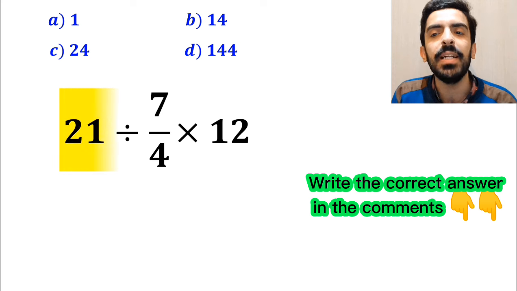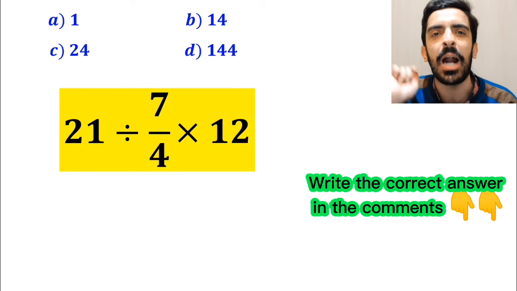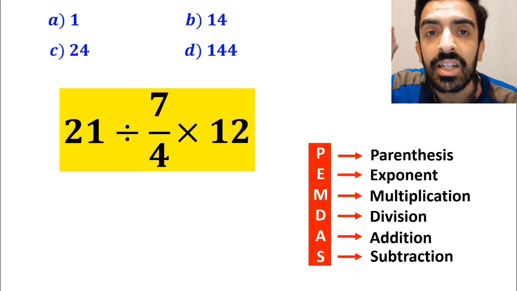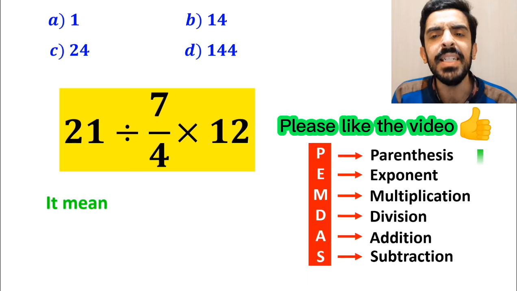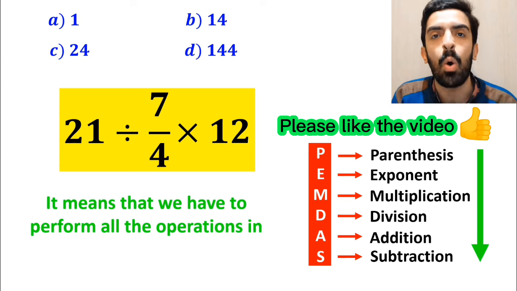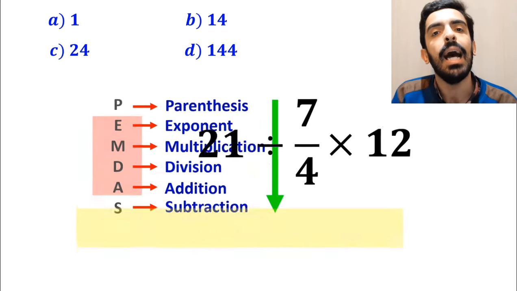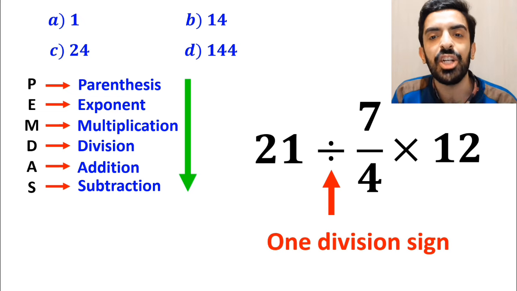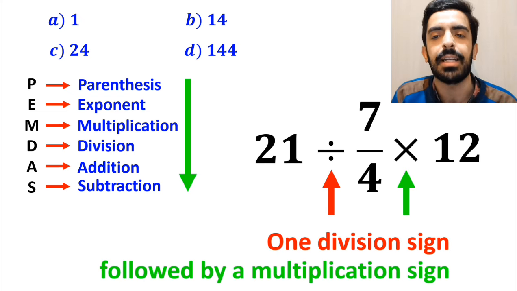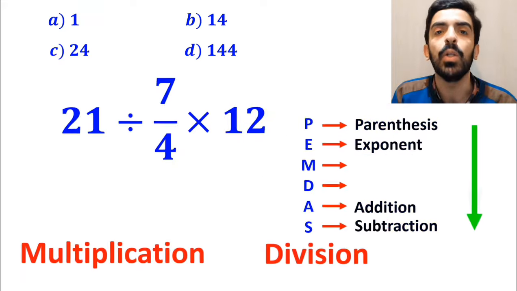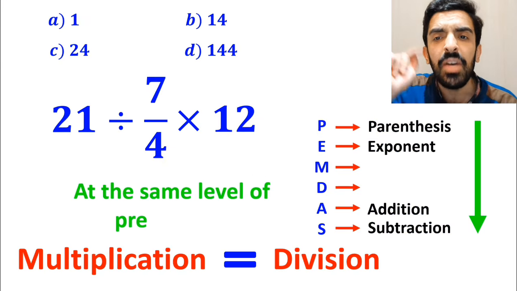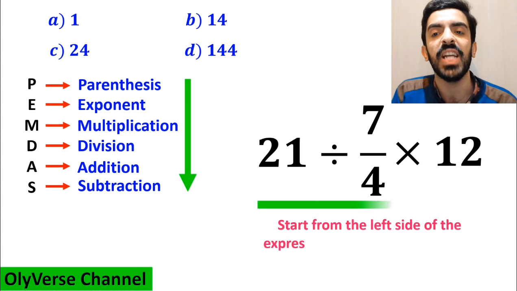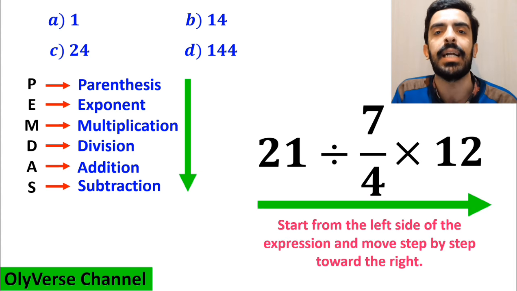Alright, now let me explain step by step how we should solve this expression properly. To solve this question, we need to follow the PEMDAS rule exactly as I've shown on the screen. It means that we have to perform all the operations in order from top to bottom. As you can see on the screen, in this expression, we have one division sign followed by a multiplication sign. It's very important to note that multiplication and division are at the same level of precedence. In this case, the best thing to do is to start from the left side of the expression and move step by step toward the right.